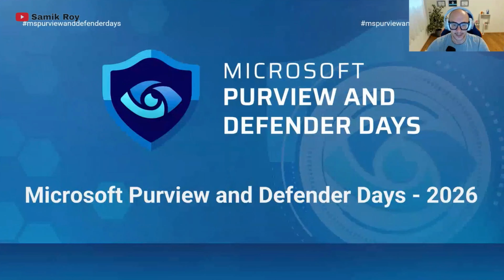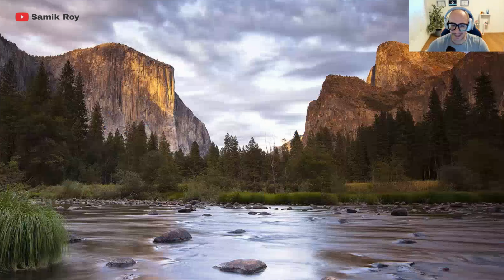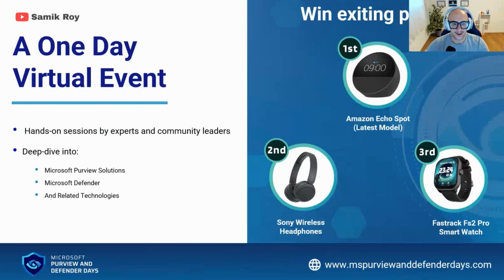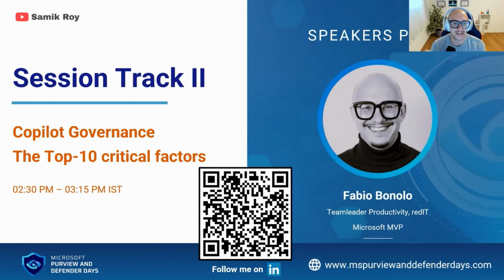I'll just share my screen. So you should all be able to see my screen right now. My name is Fabio Bonolo. I'm team leader productivity at Red IT, Microsoft 365 Copilot MVP, but I also have the SC401 certification for information security. So I have a little bit of knowledge regarding Purview and data security and data compliance, but we are looking today at the topic of Copilot governance.